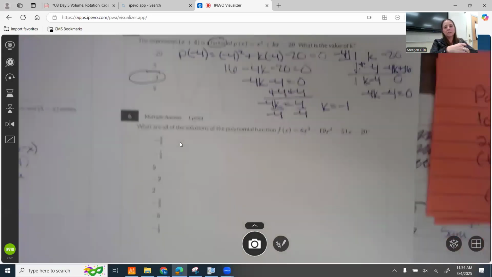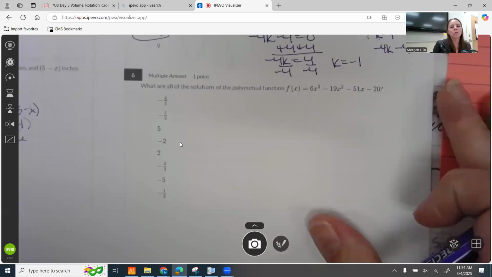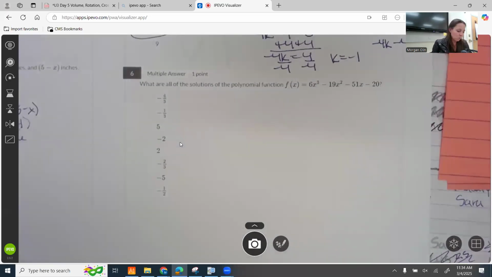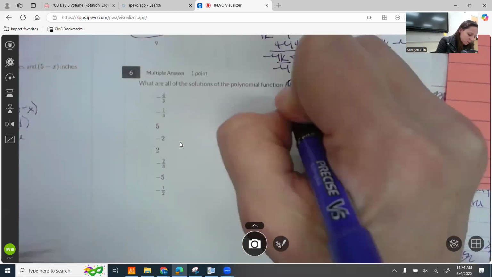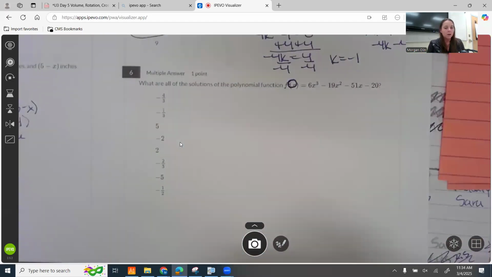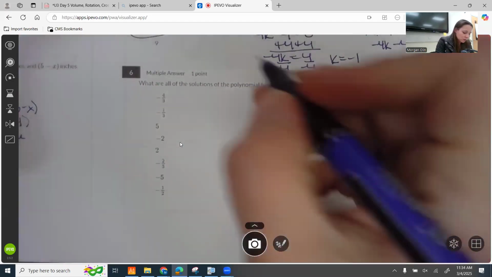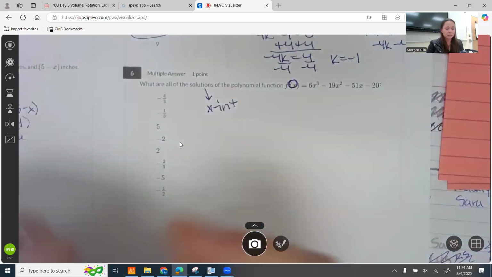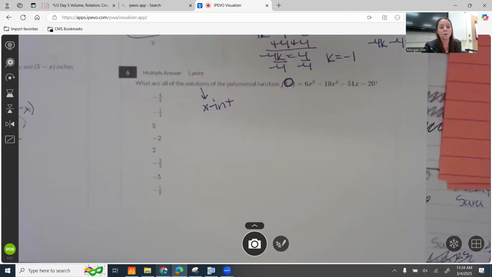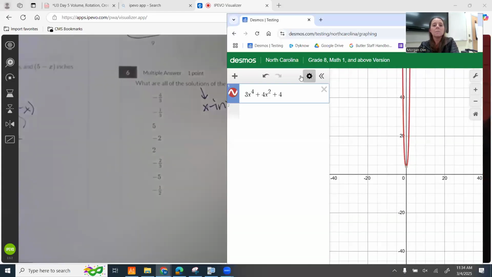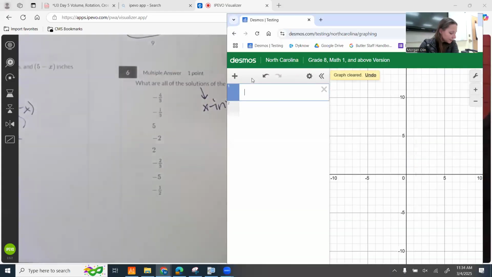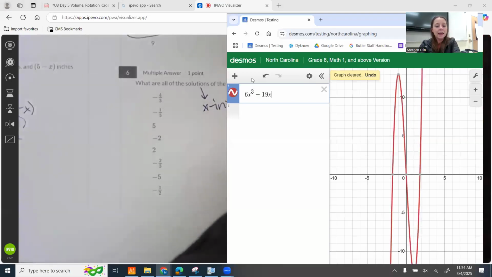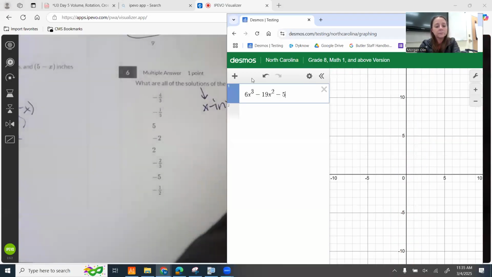All right, number 6 right here. What are all the solutions? Okay, when we're talking about solutions, we're talking about when this equation is set equal to 0. Really, for solutions, you want to find the x-intercepts here. Okay, so this is another one where we can just go graph this. All right, make sure you know how to put everything into Desmos and graph it. All right, your teacher cannot answer those questions.